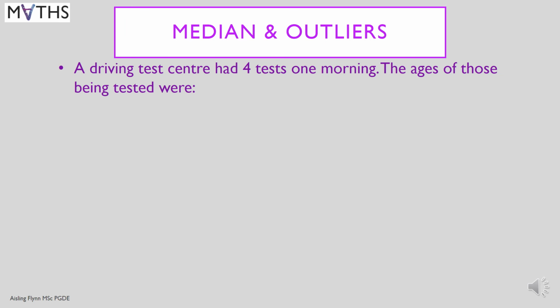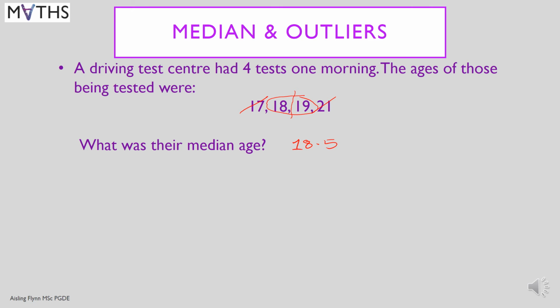Okay, so median and outliers. We're using the exact same example for people who took the driving test. Okay, they're the original. What was their median age? So they're already ranked for us, which was nice. One from the bottom, one from the top. Well, there's 2 in the middle, and we have to go halfway between 18 and 19, which is 18 and a half years old. Now that's a good approximation for the group. You can say the average person taking the test was 18 and a half years old.